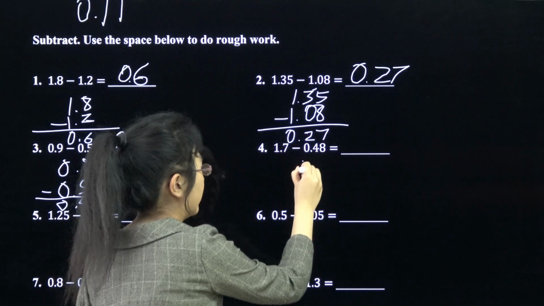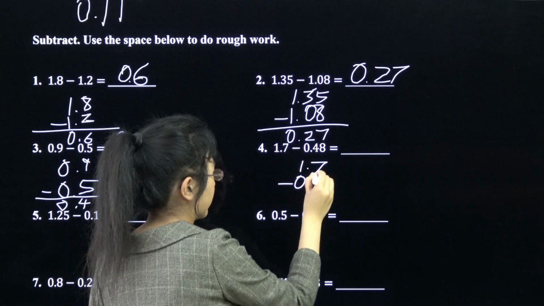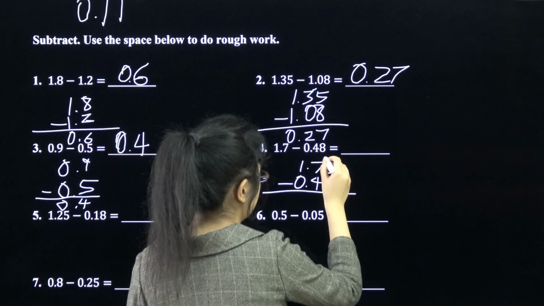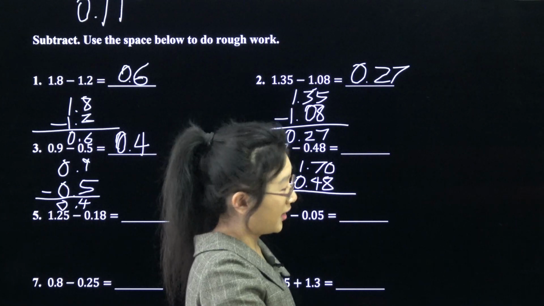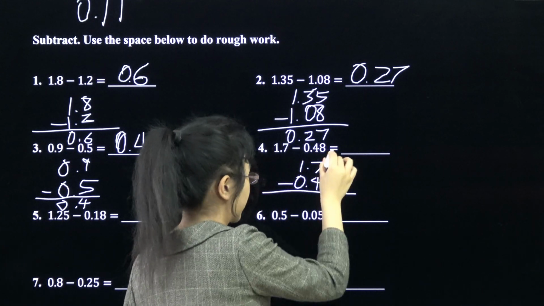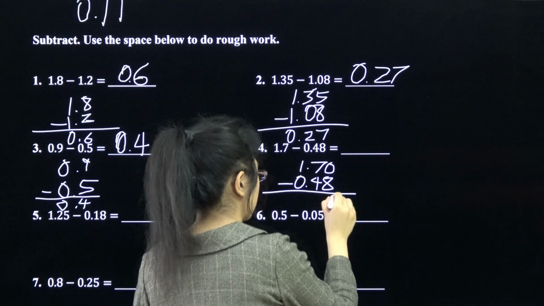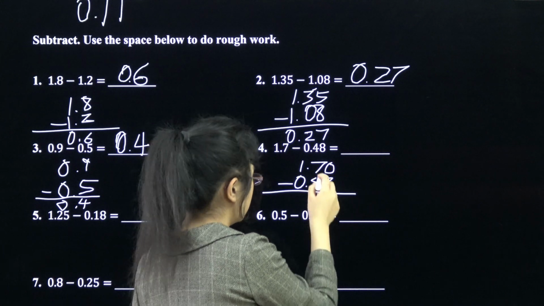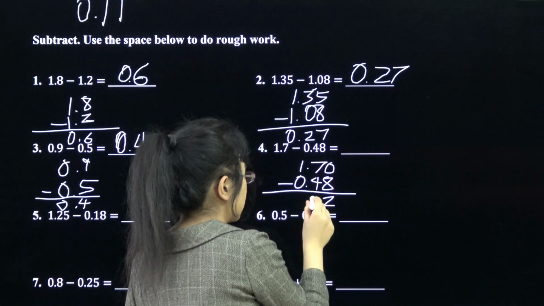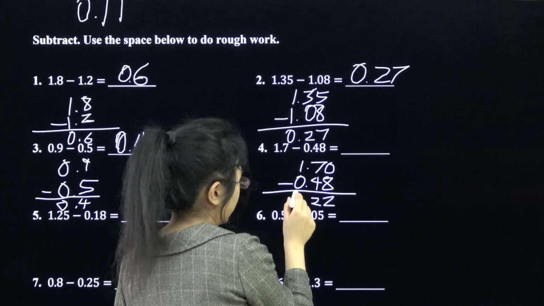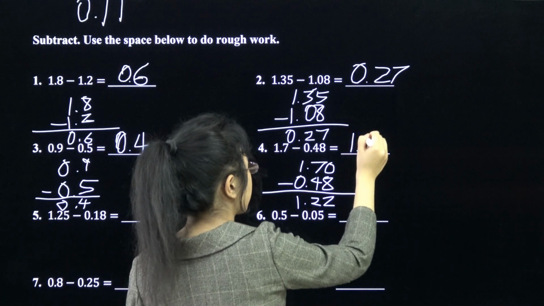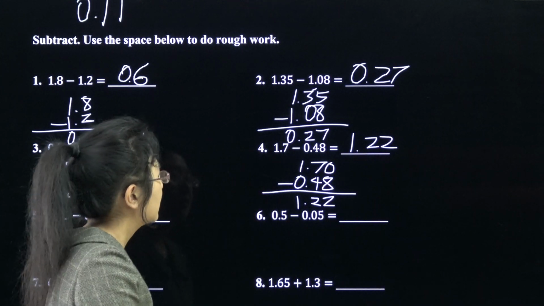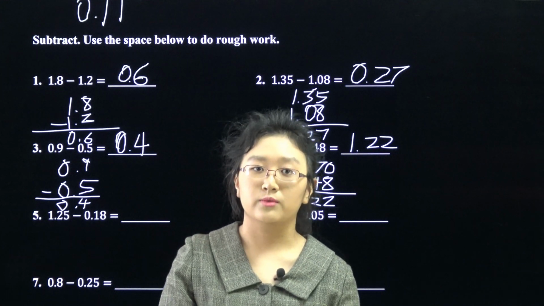Now over here we have 1.7 minus 0.48. We're going to use a 0 as a placeholder. We can't do 0 minus 8, so we borrow a number from here. And we get 10 minus 8, which is 2. And this is 6 now, because we borrowed, loaned. 6 minus 4 equals, well, 2. And then 1 minus 0 equals 1. So 1.7 minus 0.48 is equal to 1.22.